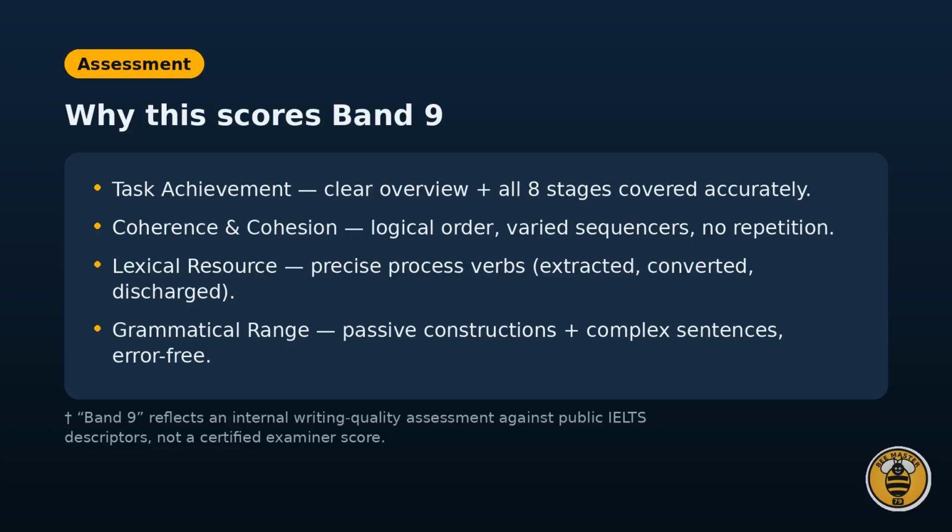So why does this score band 9? Task achievement. There is a clear overview and every stage is covered. Coherence. The steps run in a logical order with varied linkers. Lexical resource, precise process verbs, and grammatical range, accurate passive structures, and complex sentences. One honest note, band 9 here is our own assessment against the public descriptors, not a certified examiner score.